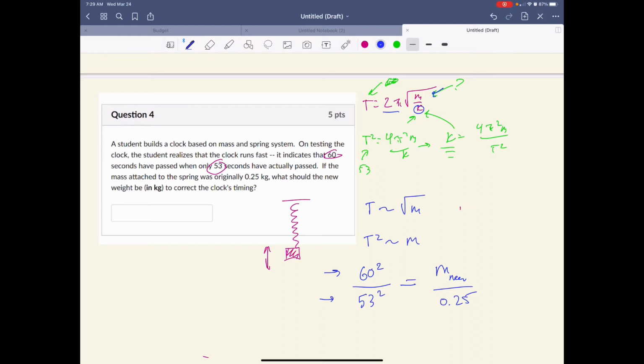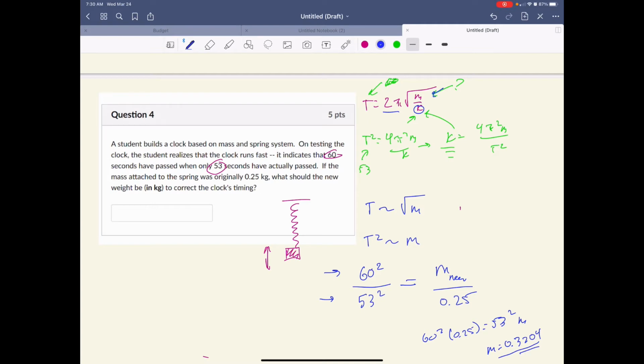Now, if you do it this way, you're just going to be cross-multiplying, right? So it's going to be 60 squared times 0.25 equals 53 squared times m. So you end up with 60 squared times 0.25 divided by 53 squared. You get m is equal to 0.3204. Okay, so this is a ratio, by the way. This is a ratio. Sorry, let me rephrase that.